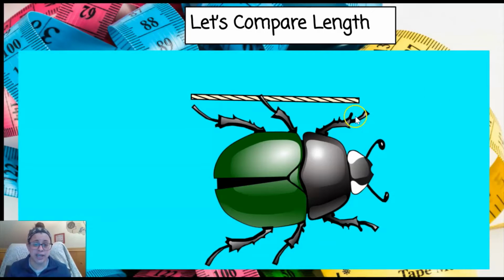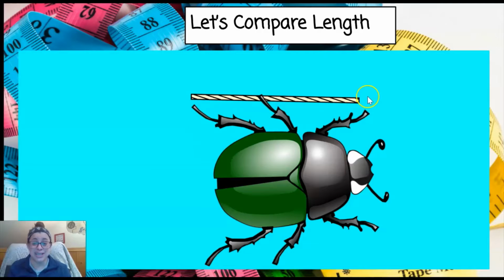Looking at my string and looking at the bug, I need to know, is the bug longer than or shorter than the string? Remember how we talked about endpoints yesterday? How if you're able to, it's important to make sure that your endpoints are the same so it's easier to see which object is longer than or shorter than. We did that with taller than and shorter than yesterday. Today we're going to do the same. So your teacher's going to pause the video and you're going to decide, is the bug longer than or shorter than the string?